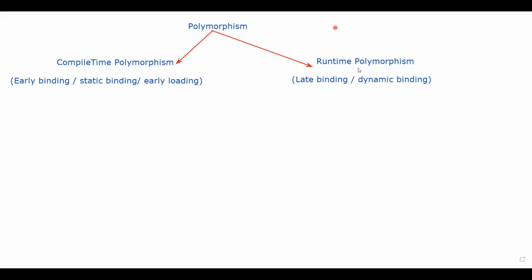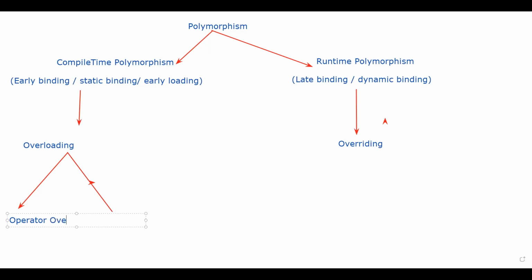Compile time polymorphism we can achieve with the help of overloading, and runtime polymorphism we can achieve with the help of overriding. Overloading again has two ways: one is operator overloading, second is method overloading. Overriding we have one way to achieve, that is method overriding.